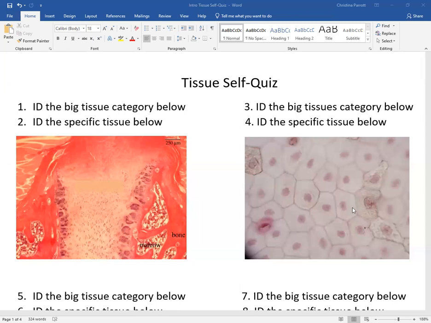Then for number 3 and 4, you're seeing fried eggs. When you see fried eggs, that tells you that this is simple squamous epithelium. So number 3, the big tissue category is epithelial. And the specific tissue name, number 4, is simple squamous epithelial.